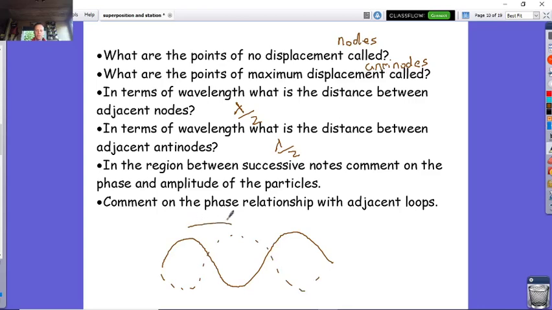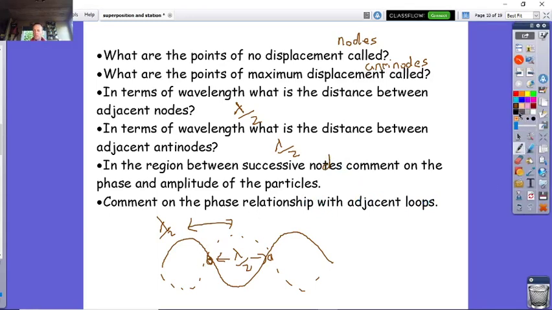The distance between these two here, that's going to be half a wavelength. The node here and the node here, again, that distance is going to be half a wavelength across. In the region between successive nodes, comment on the phase and amplitude of the particles.